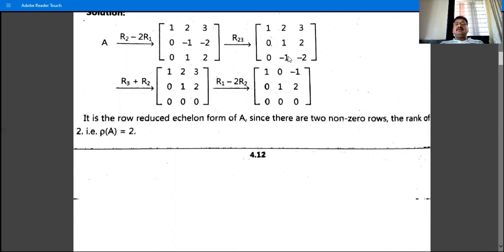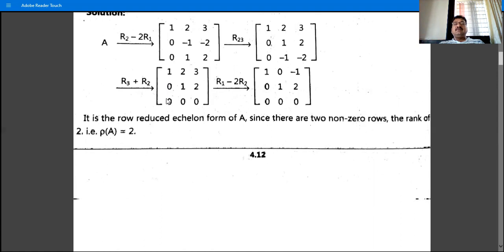While converting this to 0, we have this element is also 0. So if we have a non-zero element here, then reduce that element to 1. But it is a 0 element. So this is a row echelon form. Now we have to reduce this matrix to reduced row echelon form.